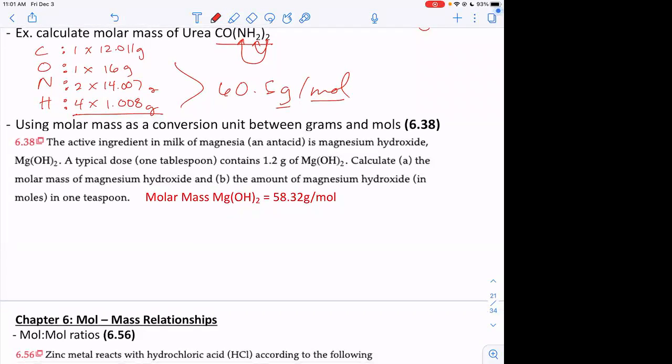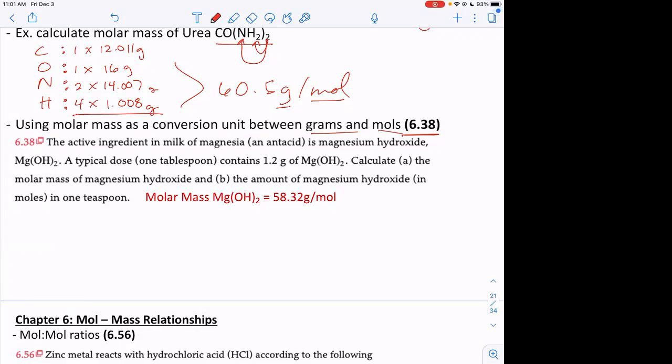And that's this next problem here that I recommend. 6.38 is a really good one. Using molar mass to convert between grams and moles. So in this problem here, it says the active ingredient in milk of magnesia, an antacid, is magnesium hydroxide, Mg(OH)2. A typical dose, 1 tablespoon, contains 1.2 grams of magnesium hydroxide. Calculate the molar mass of, I've already given that to you at the bottom there, 58.32. Okay, B, the amount of magnesium hydroxide in moles in 1 tablespoon.